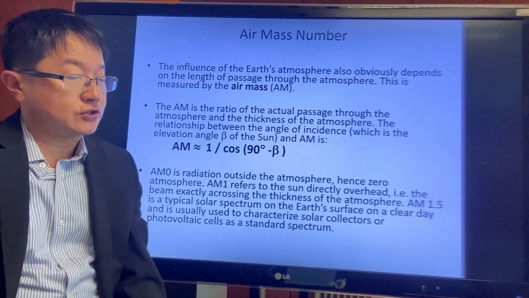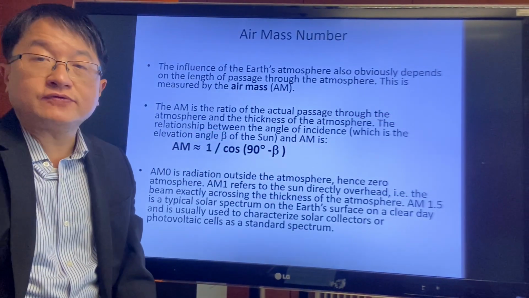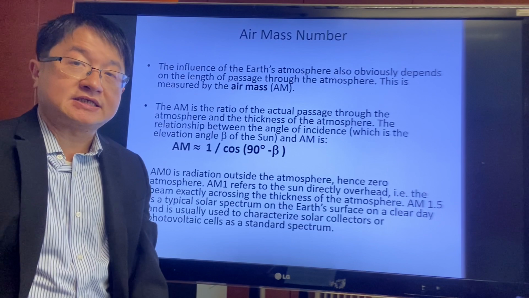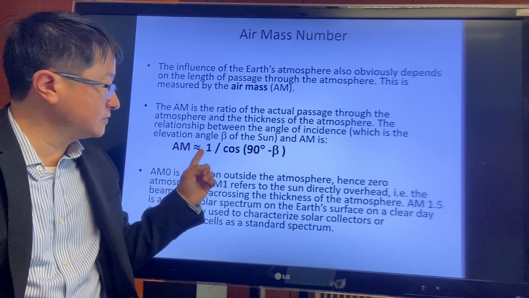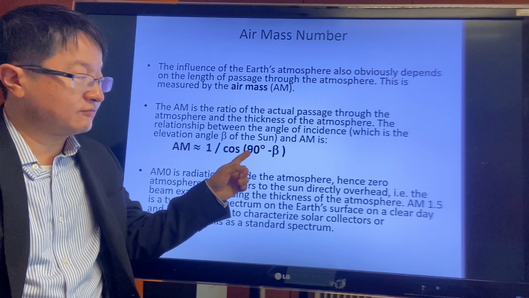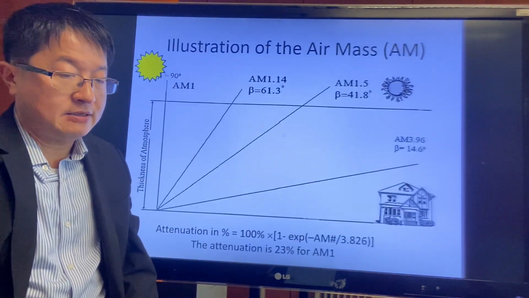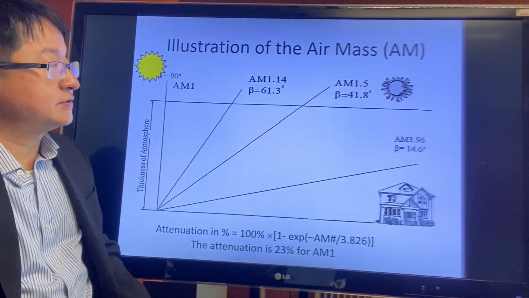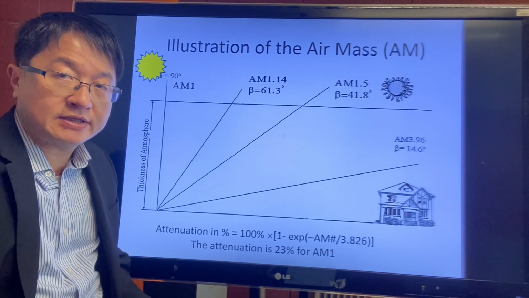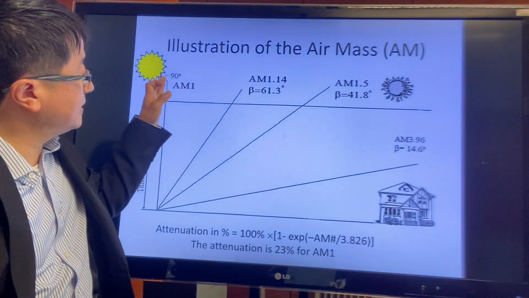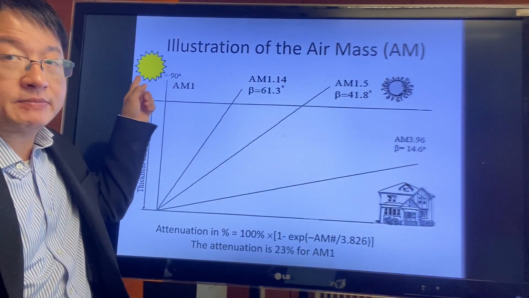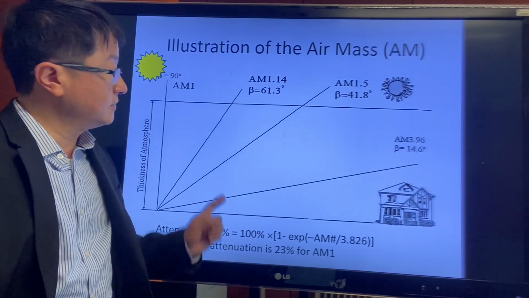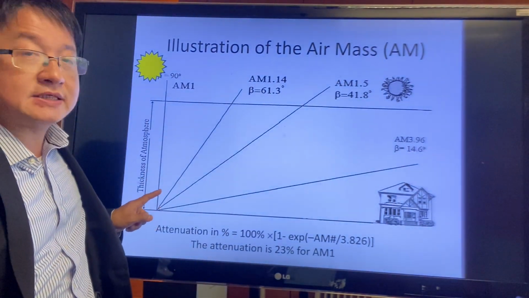The air mass is a ratio of the actual path passed through the atmosphere and is also related to the thickness of the atmosphere. It is given by this equation. Air mass is equal to 1 over cosine of 90 degrees minus beta, where beta is the angle of elevation. In Singapore, in the equator region, beta is 90 degrees when the sun is directly above us. You need to look up 90 degrees to the sky to see the sun, so this angle beta is 90.